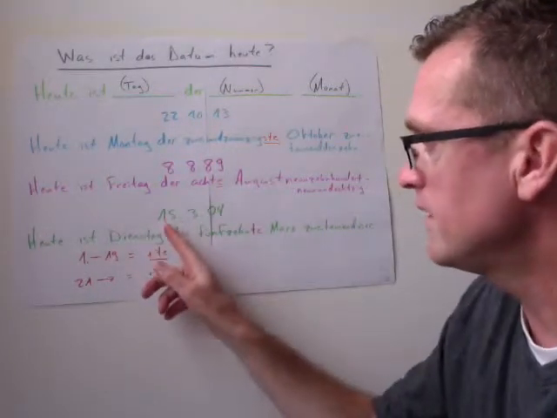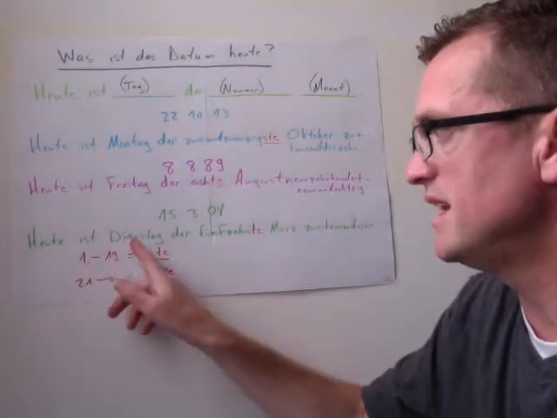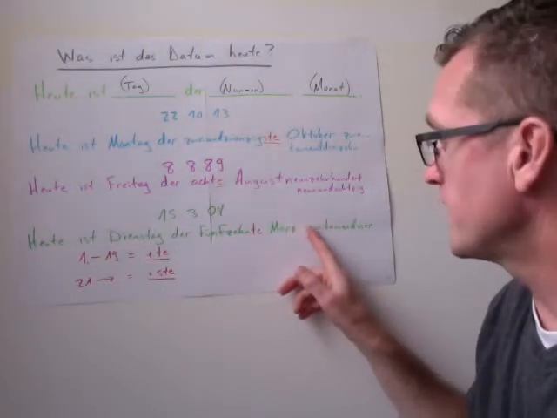One more quick here. We're going to say it's the 15th of March 2004. So we'll say heute ist Dienstag, der 15. März 2004.